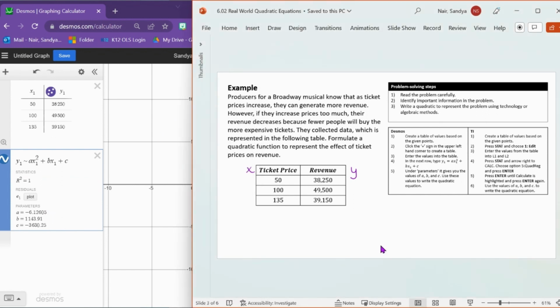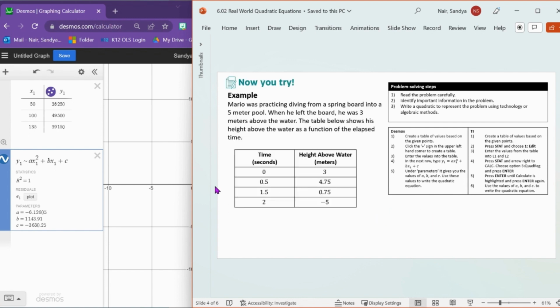So I'm just going to round these off to the nearest hundredth place. So this is going to become y equals negative 6.13x squared plus 1143.91x and then minus 3630.25. Okay, so that's going to be the quadratic function that represents the relationship between ticket prices and revenue. So now you can go ahead and pause the video and try doing this example on your own.